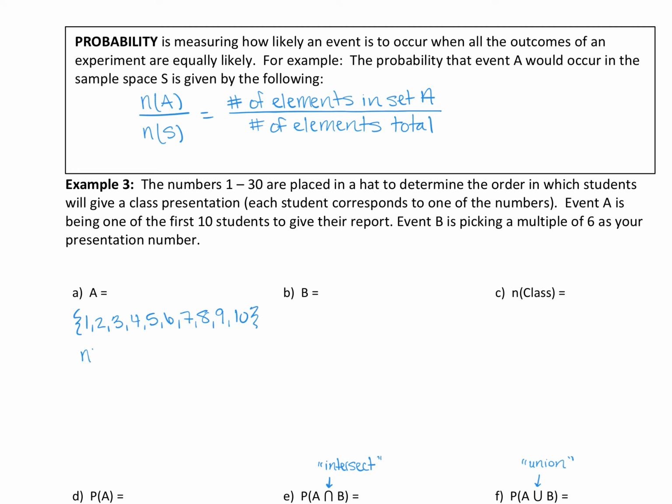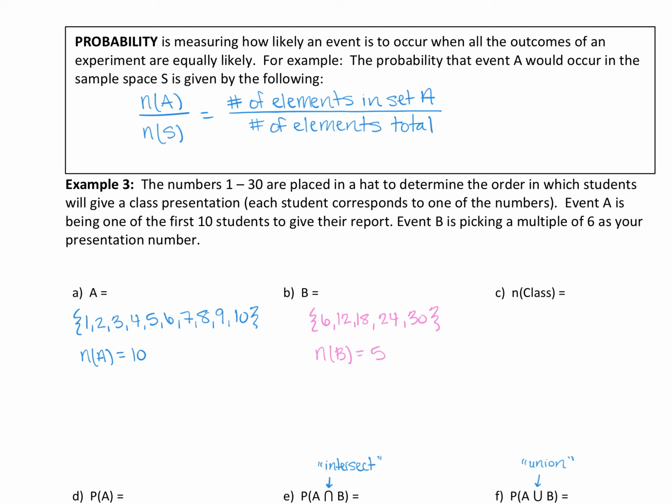And so we can say that the number of elements in set A is 10. And then set B is picking a multiple of 6 as your presentation number. And so multiples of 6 are 6, 12, 18, 24, and 30. And so the number of elements in set B is 5. 1, 2, 3, 4, 5.